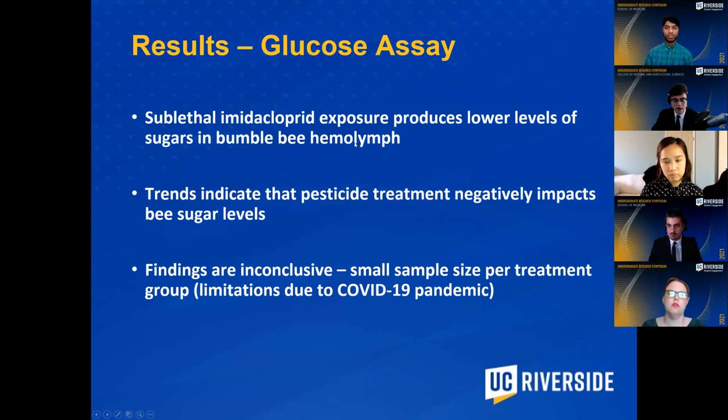For the results of our glucose assay, sublethal imidacloprid exposure potentially produces lower levels of sugars in bumblebee hemolymph. Our preliminary data suggests this. Trends indicate that pesticide treatment does negatively impact the bee sugar levels. However, our findings are inconclusive. There was a very small sample size per treatment group, and this is mostly due to limitations in data analysis due to the COVID-19 pandemic.